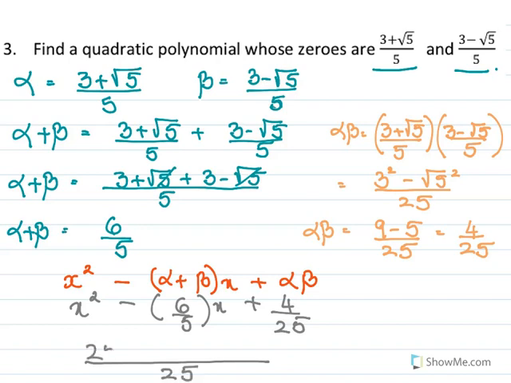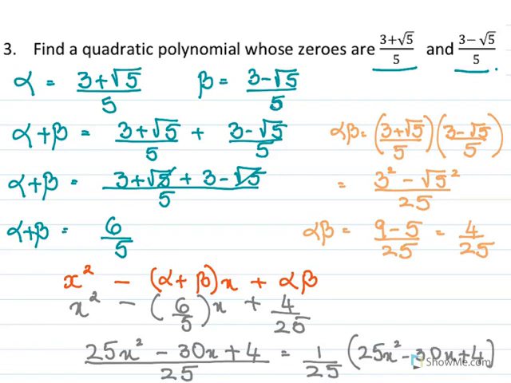We could also take the LCM and write it out. So this would be 25x square minus 30x, because into 5, plus 4. So 1 over 25, here would be 25x square minus 30x plus 4.